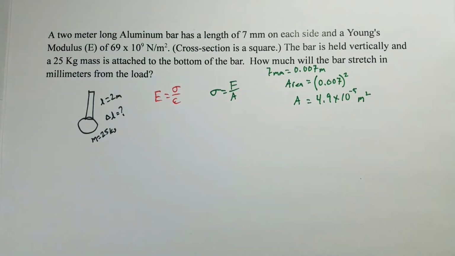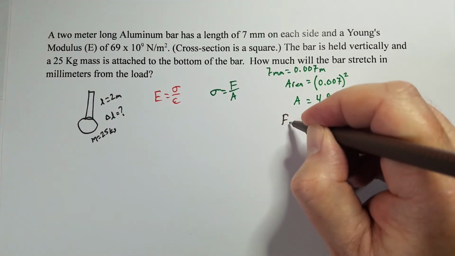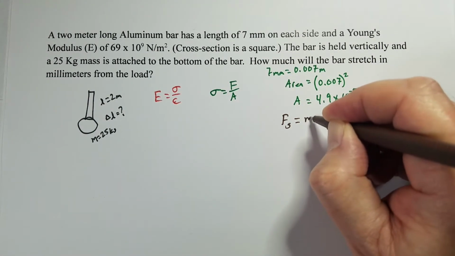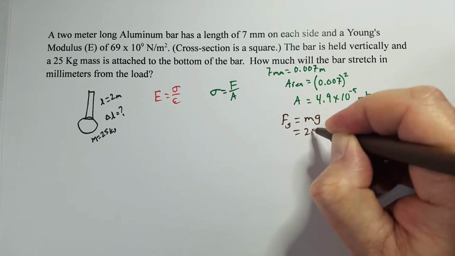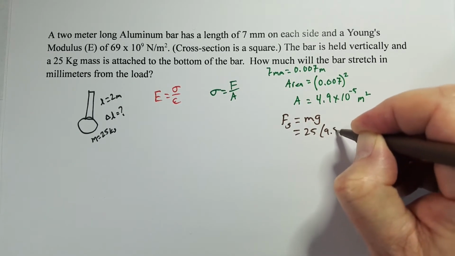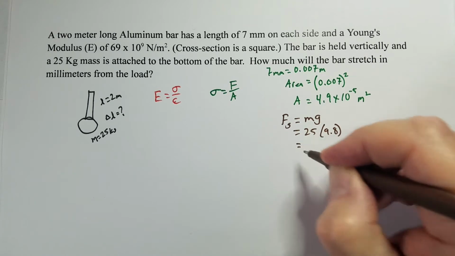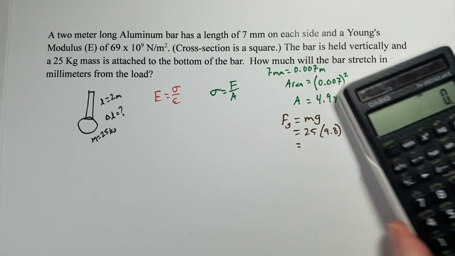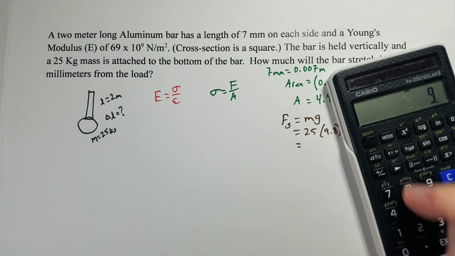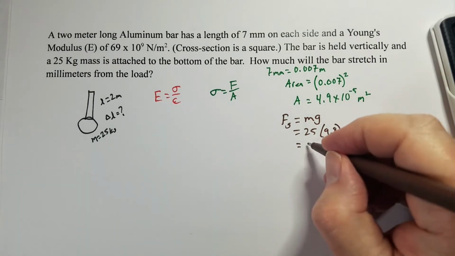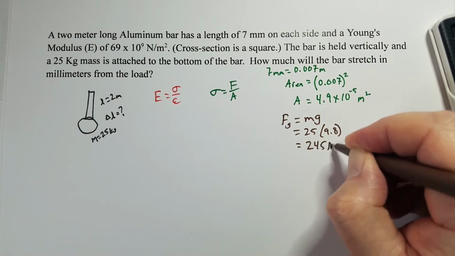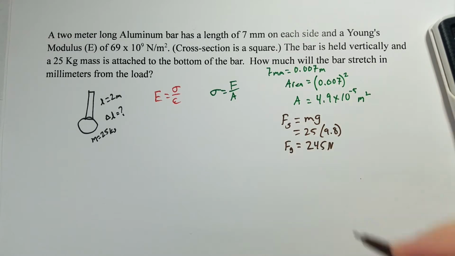The force is still the weight of that 25 kilogram mass that we put on there. Again, I want to use 9.8 meters per second squared for gravity. And we still get 245 newtons as the weight of that mass that we put on there.